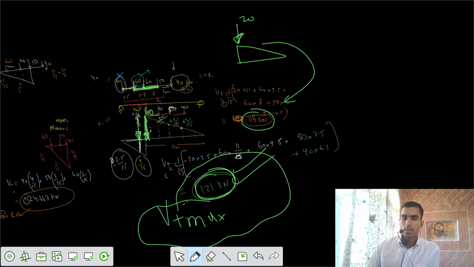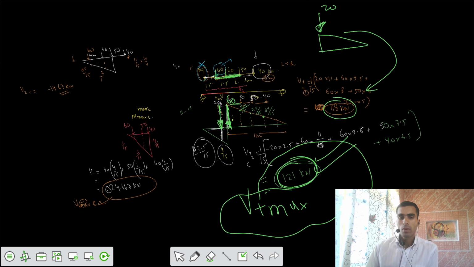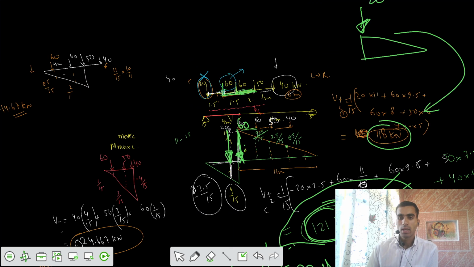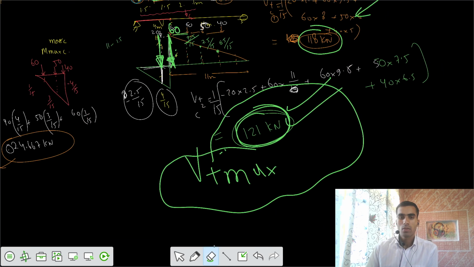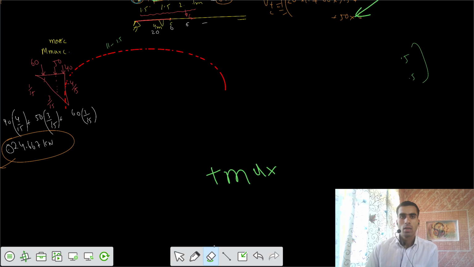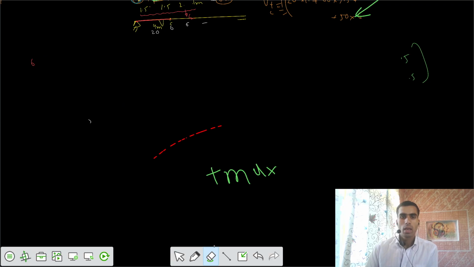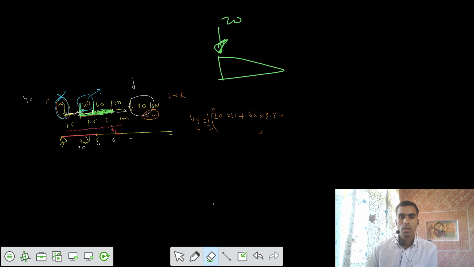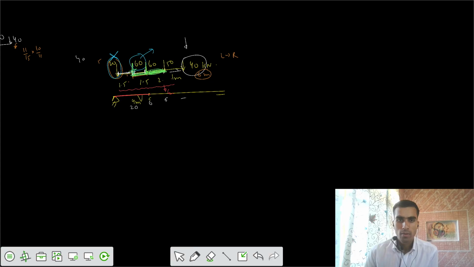Now for the moment at C to be maximum, let's go for the calculation of moment at C. Calculation for moment at C. Should we go for that? Let's go for that.